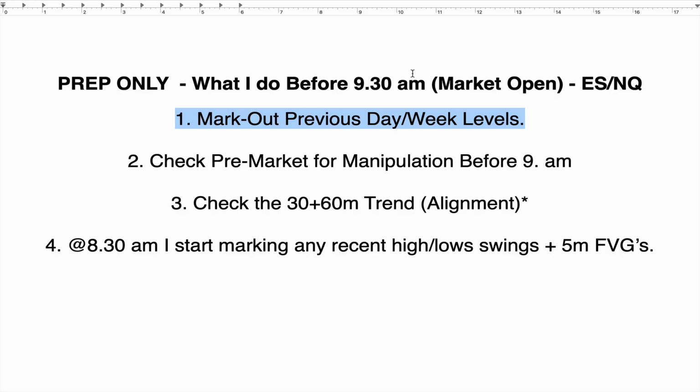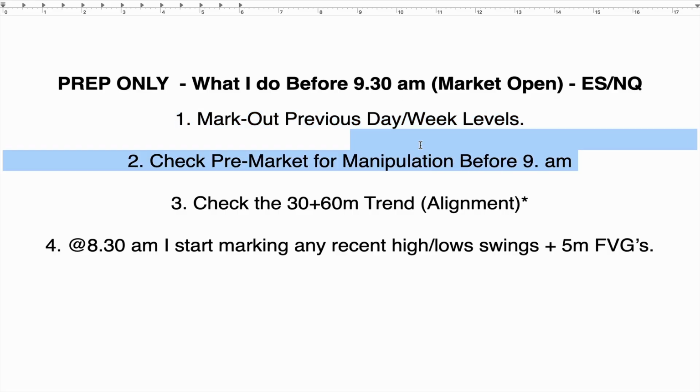Number two, I check the pre-market for any manipulation. So what I'm looking for is something very obvious. When you step back and look at the entire pre-market, so that's from 6 p.m. all the way through to 9:30, you should sometimes see very obvious manipulation where the price just runs in one direction and then it reverts, right? It reverses.